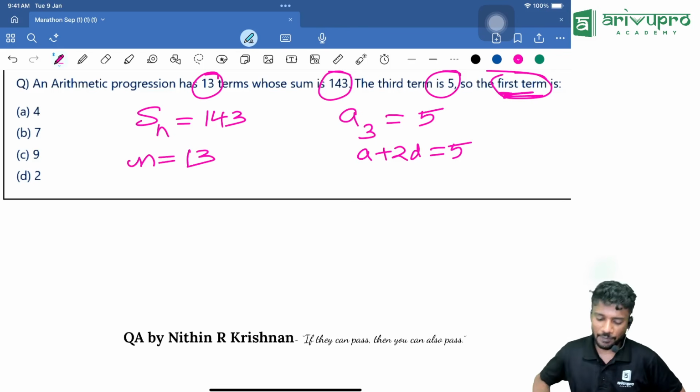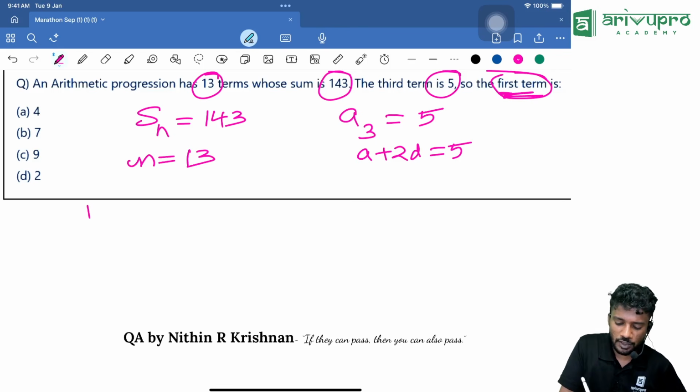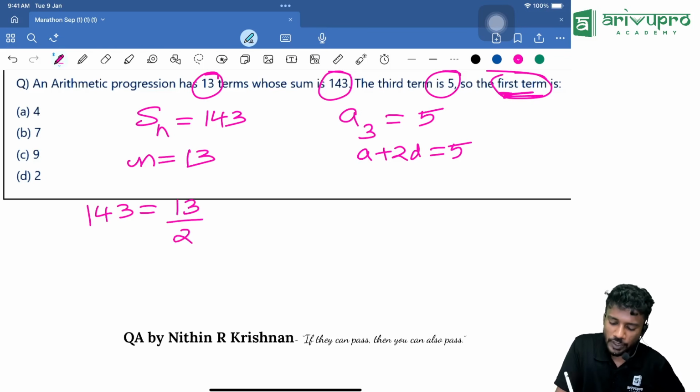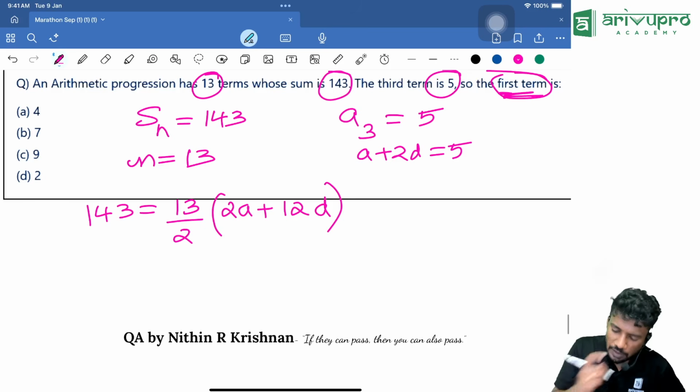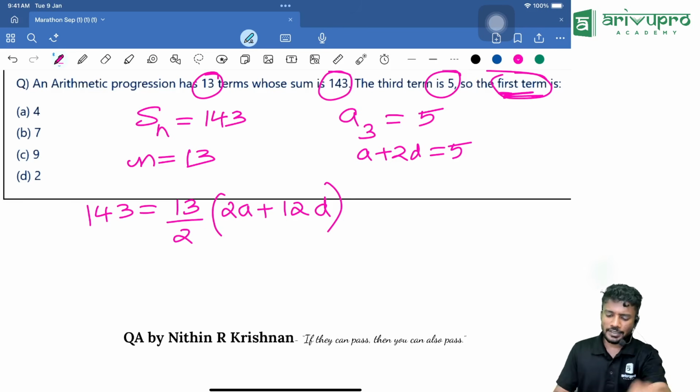Now, Sn means what? 143 is equal to 13 by 2 into 2A plus n minus 1, which will become 12, into D. Am I right? Yes. Correct. Now, what is the next step? You tell me. Can I cancel this 13 and 143?